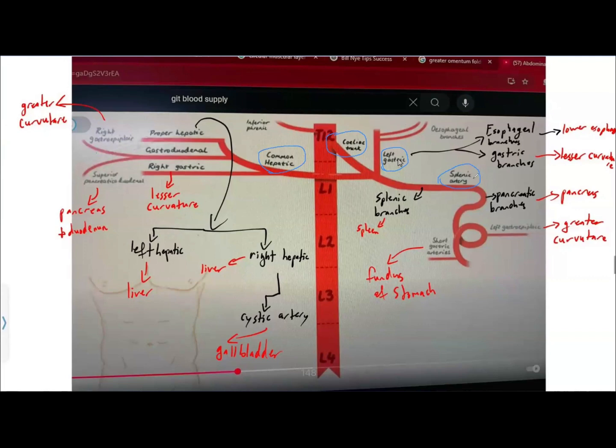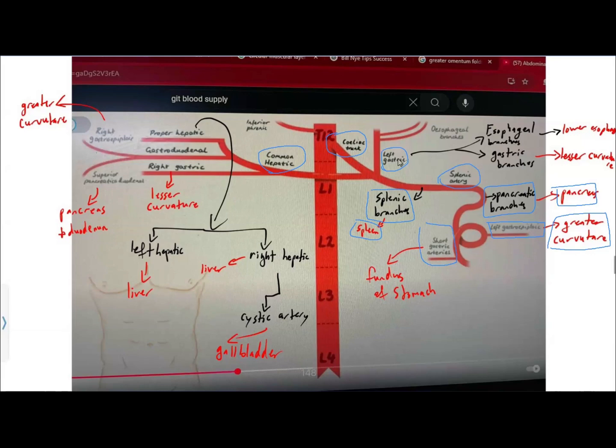From its name, the splenic artery is going to give splenic branches that will supply the spleen. It will also give pancreatic branches that will supply the pancreas. It will give the left gastroepiploic artery, which will go to the greater curvature of the stomach. And it will give short gastric arteries that will go to the fundus of the stomach. That's for the splenic artery.